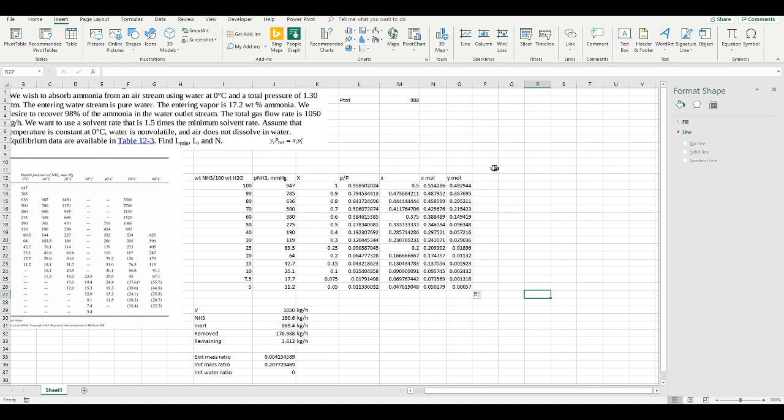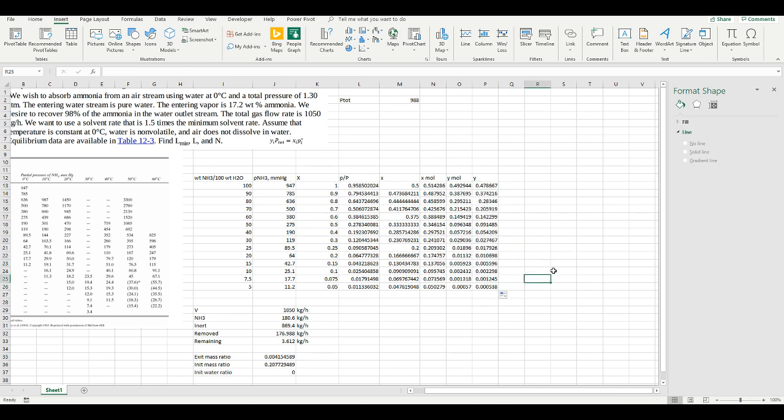Now we have a result. We need to convert this back into a mass fraction, and we can do that by doing the opposite of what we did previously. So we can take this and multiply it by 17, and then divide it by the vapor mole fraction times 17 plus 1 minus the ammonia mole fraction times 18, and this gives us our value.